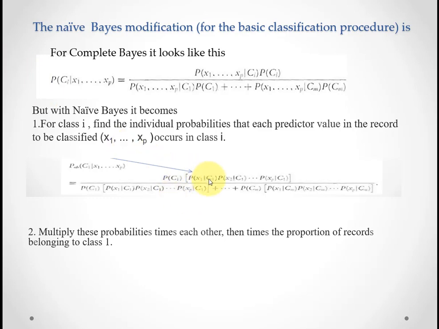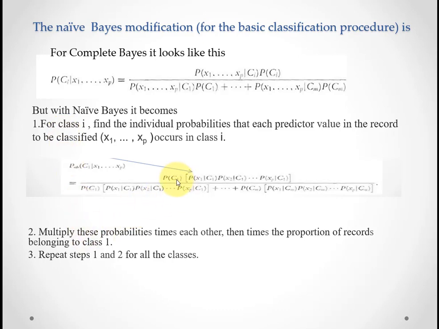And then we multiply all of these probabilities times each other, and then times the proportion of records belonging to class 1. That's what this is. This is the probability of play. For example, if we're talking about the value of the class variable being play, then this is the probability of play, and that's just the proportion of the records that are play. And then we're going to do this for all of the classes. So repeat this and this for all of the classes.